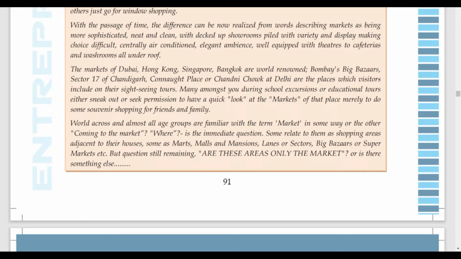World across, almost all age groups are familiar with the term market in some way or other. Coming to the market, where is the immediate question. Some relate to them as shopping areas adjacent to their houses, some as marts, malls and mansions, lanes or sectors, big bazaars or supermarkets, etc. But the question still remains: are these areas only the market, or is there something else?